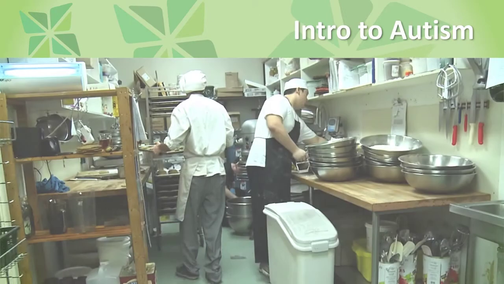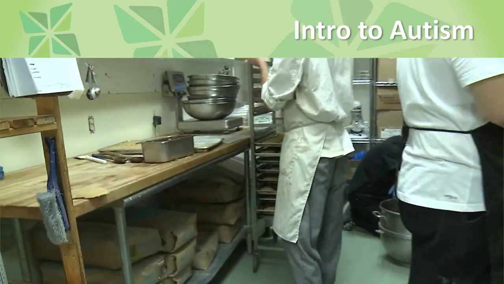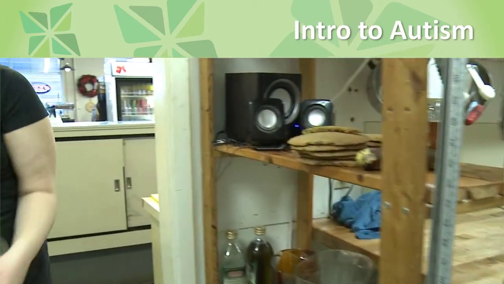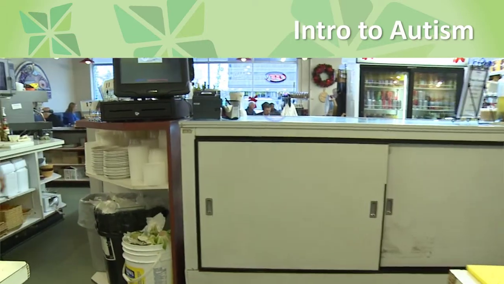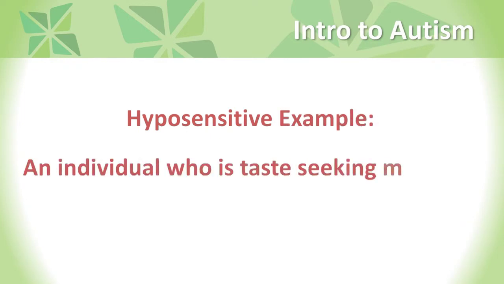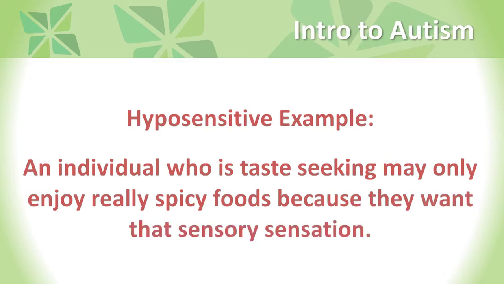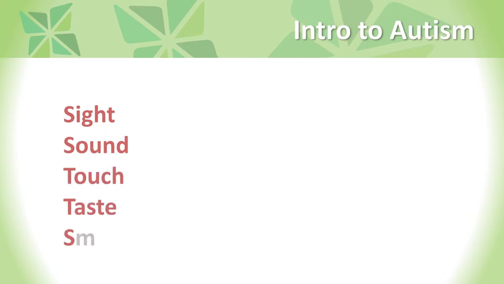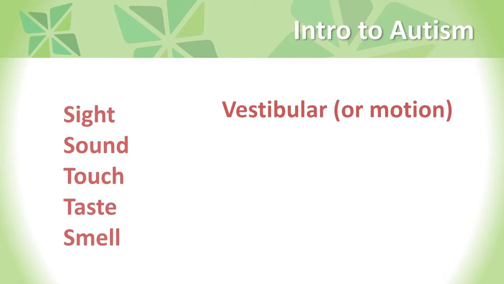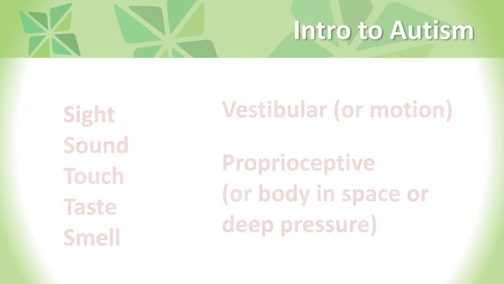For example, an individual who is sound avoiding may struggle if there are strong echoes or loud noises, or even multiple sources of noise in a single area. An individual who is taste-seeking may only enjoy really spicy foods because they want that sensory sensation. In the body, there are 7 senses. The 5 we readily know, and then vestibular, or motion, and proprioceptive, or body in space or deep pressure.